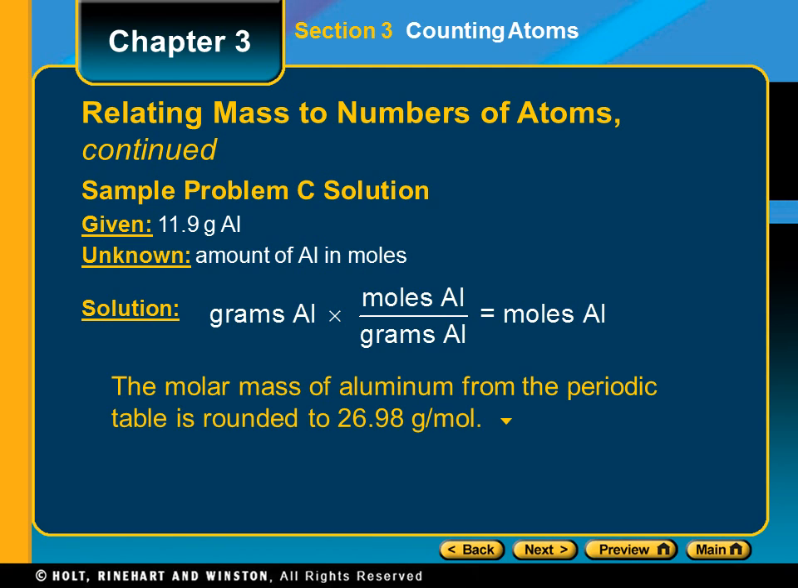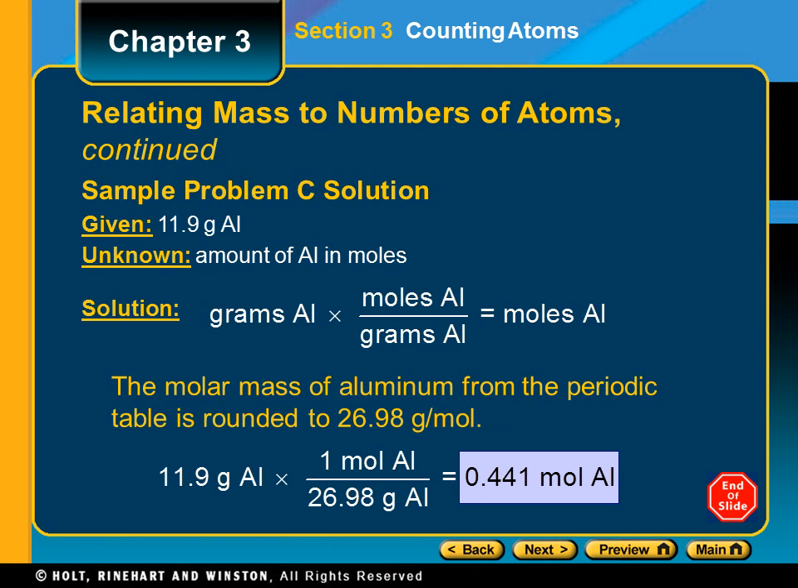The molar mass of aluminum from the periodic table is rounded to 26.98 grams per mole. Set up your problem: 11.9 grams of aluminum times 1 mole aluminum over 26.98 grams of aluminum. You're able to eliminate grams of aluminum. You do your math, which ultimately makes this a division problem: 11.9 divided by 26.98. You get 0.441 moles of aluminum.